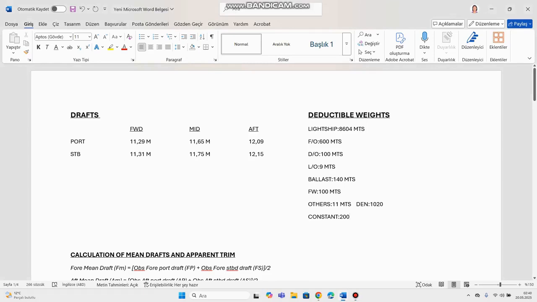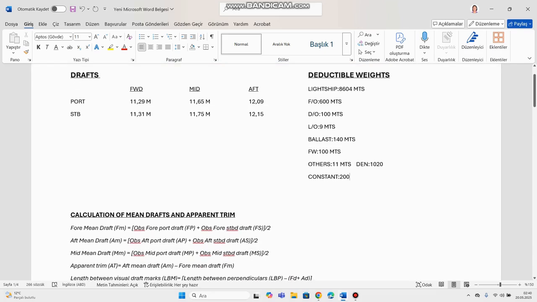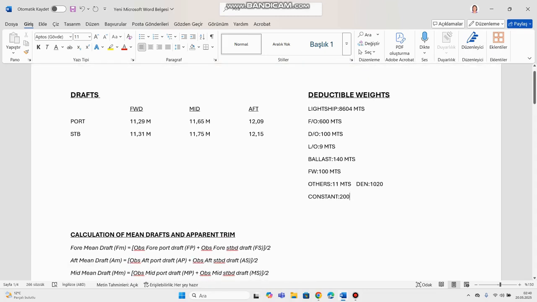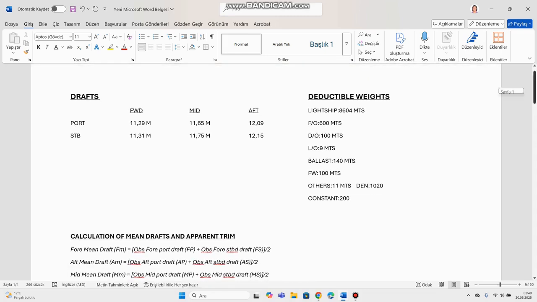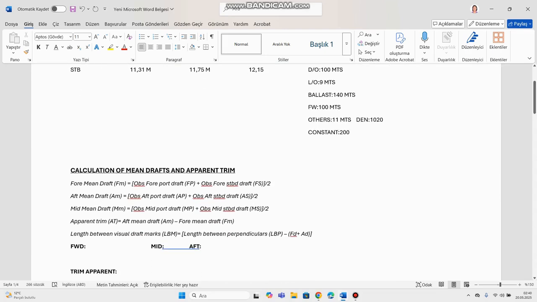We will make draft calculation. As you see, we know our drafts and we know our deductible weights. At the first step, we will find our mean drafts. For finding mean drafts, we must add port and starboard draft and divide to 2. Let's make this calculation. I will start from foredraft.